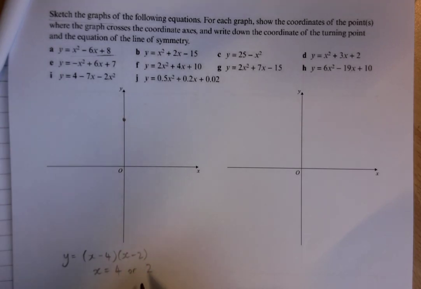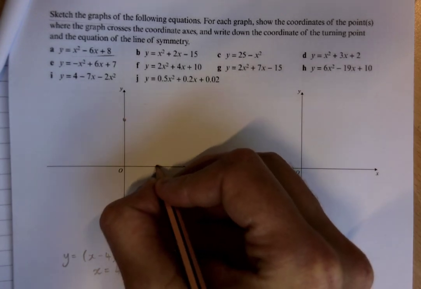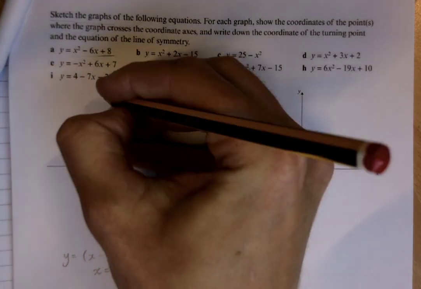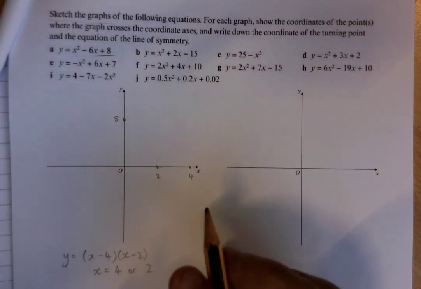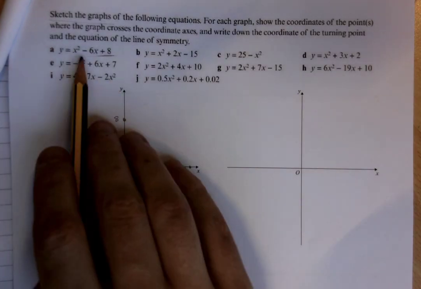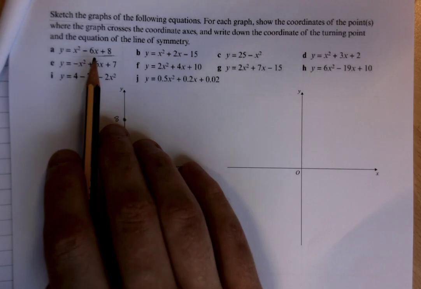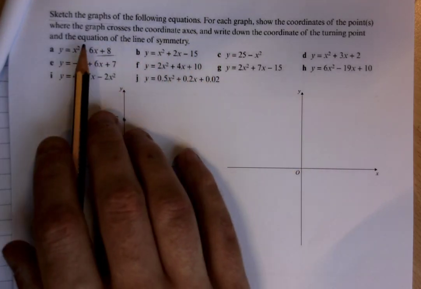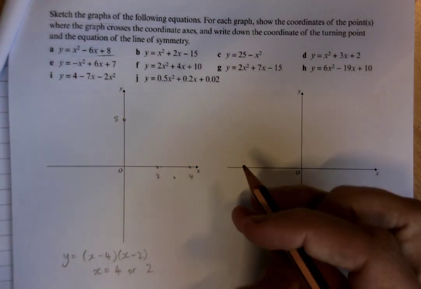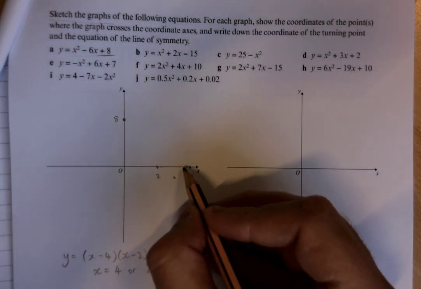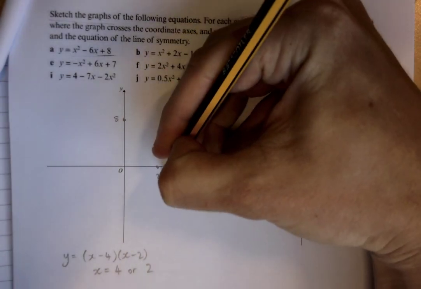These are the roots. So 4 and 2, let's put them there, and here, 2, 4, that one was 8. And then finally, it's the turning point. Now you can find the turning point by completing the square. In this case it's going to be what? (x minus 3) all squared minus 9 plus 8. So 3, minus 1.